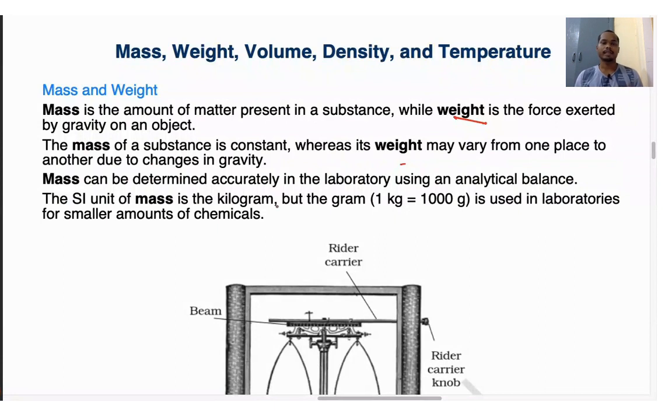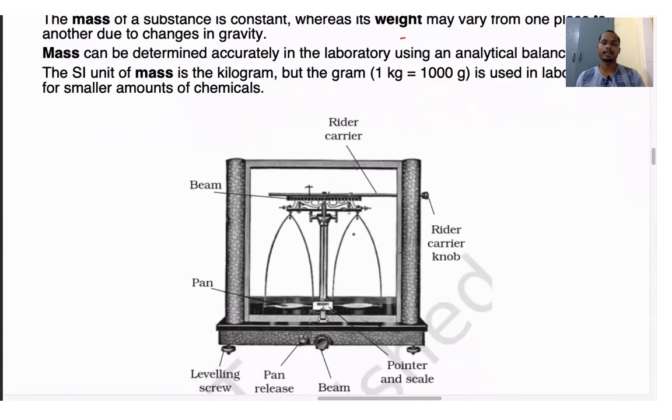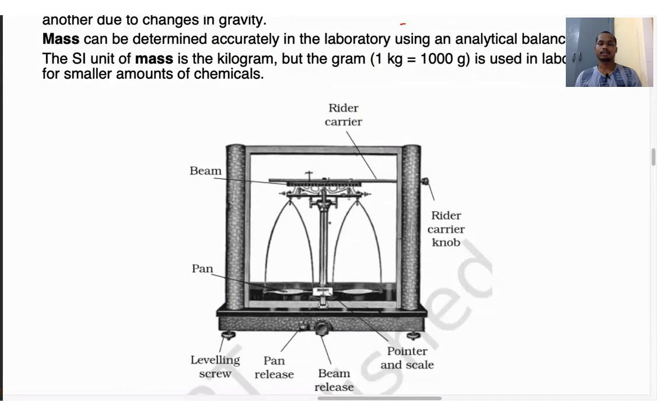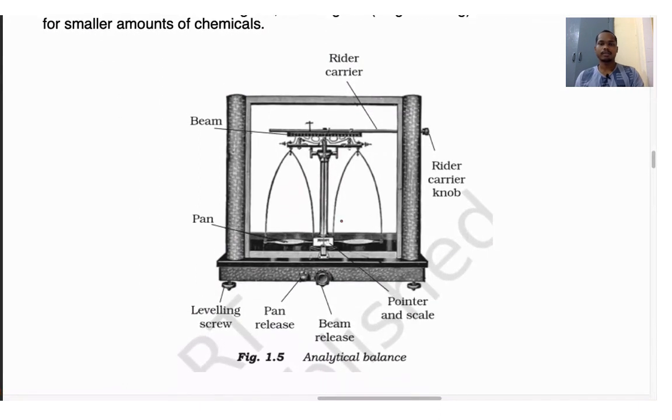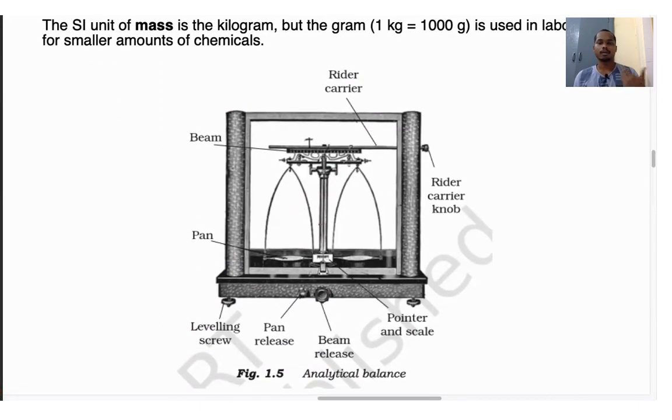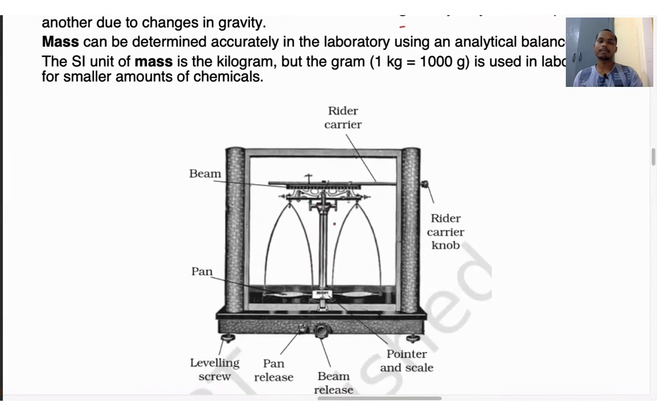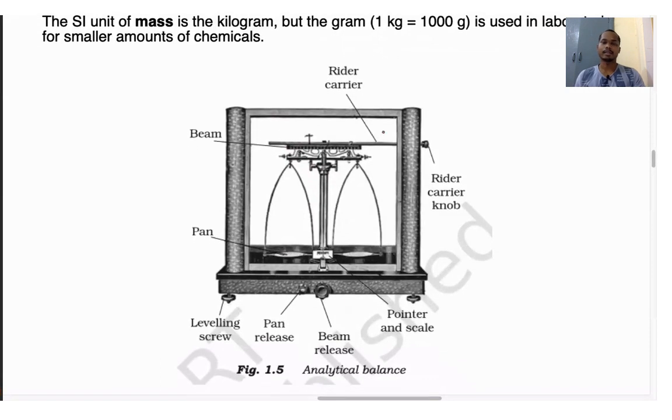Mass can be determined accurately in a laboratory using an analytical balance. So you can see here is the analytical balance. By using this instrument, scientists measure the mass. This is the analytical balance, and here some components are written with their names and they are shown.